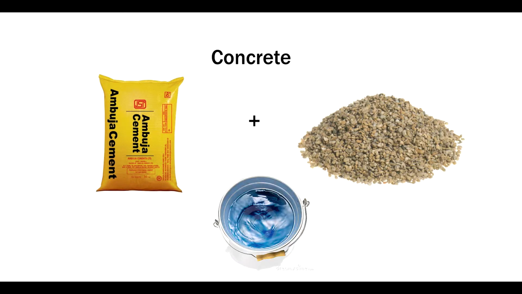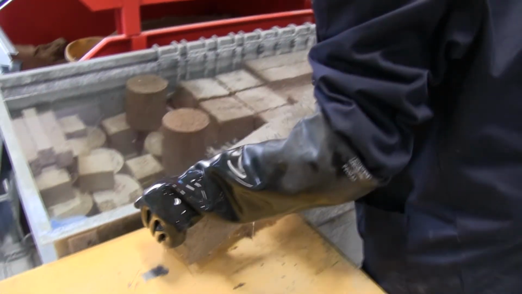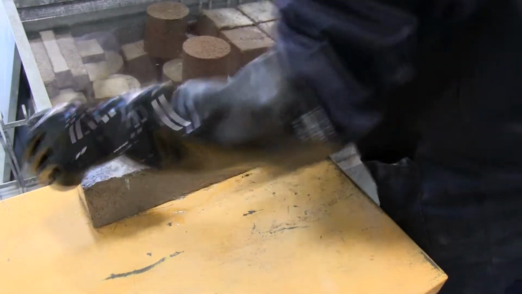Water is added, which reacts with the cement to form a slurry which can be poured into moulds, forming the shapes desired. This hardens over a period of roughly 28 days until this curing process is complete and the moulds can be removed.